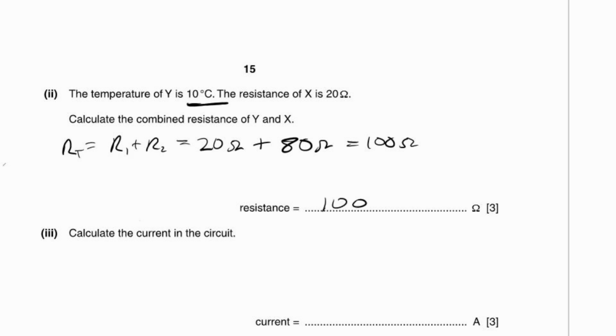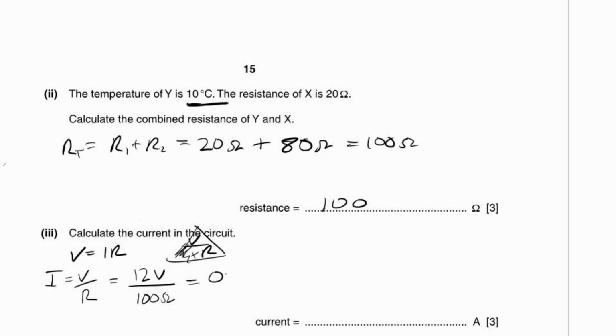Now calculate the current in the circuit. Okay, we know that V equals IR. We want to calculate the current, so cover over current, and it's V over R. So I equals V over R. The voltage is the supply voltage, which is 12 volts. And the resistance, we just calculated, is 100 ohms, which will give us 0.12 amps. There we are, 0.12 amps, and that's our answer.